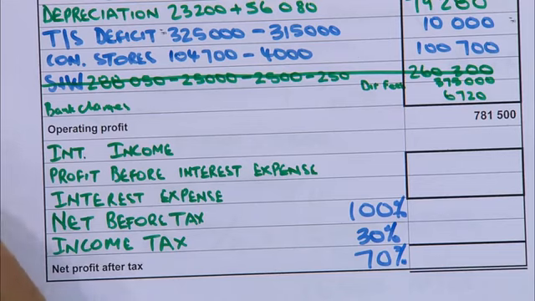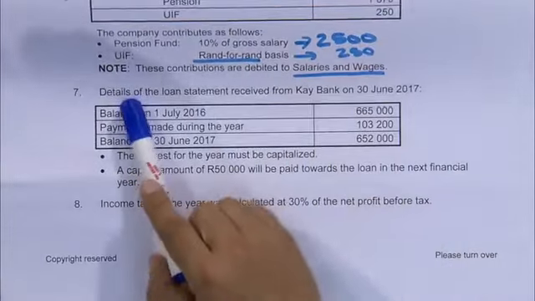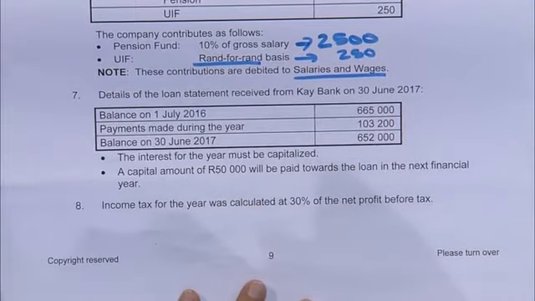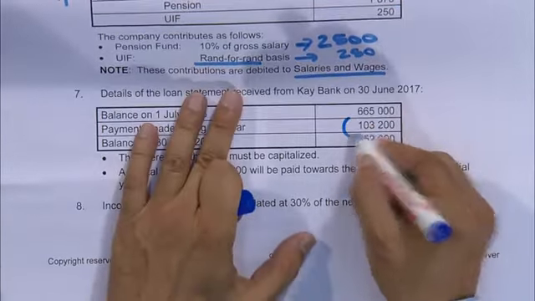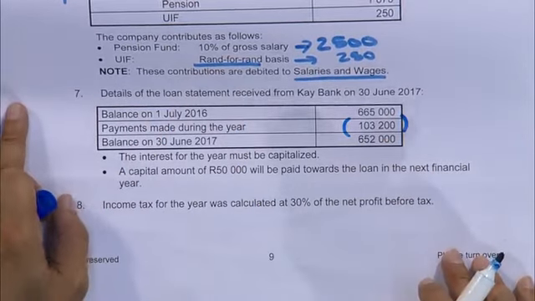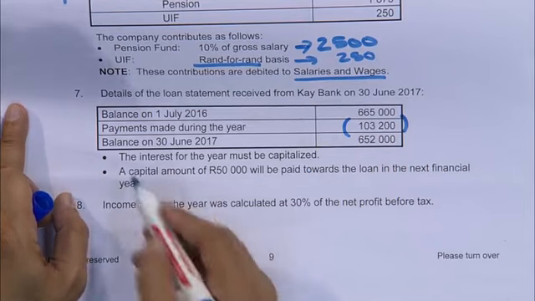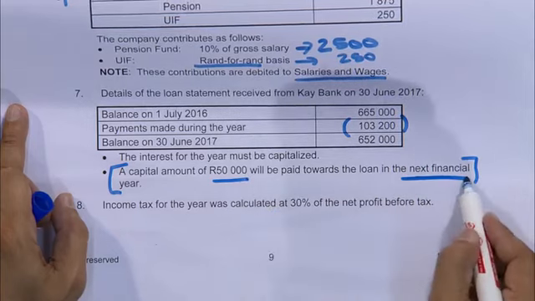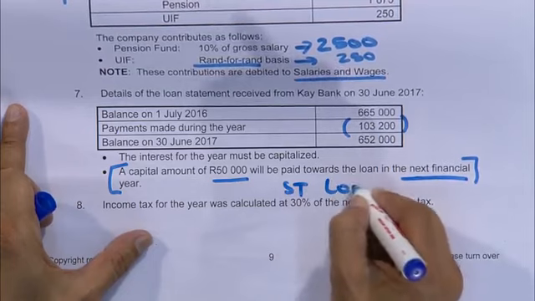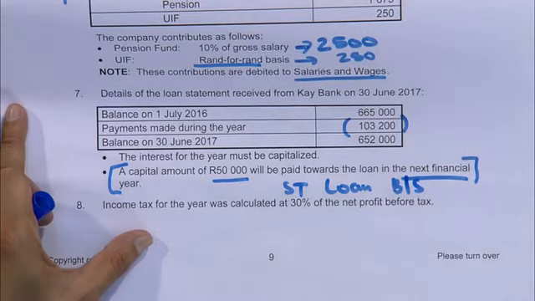Adjustment number 7 says it's all about the loan. So let's just slide the loan in and see what happens. It says details of the loan statement received from K Bank shows the following. It's 665 at the beginning. Then it says repayments made was 103,200. Then it says interest is capitalized, and also that a capital amount of 50,000 will be paid in the next financial year. That will be the short-term loan in the balance sheet, which we don't have to worry about now because we're just concentrating on the income statement.